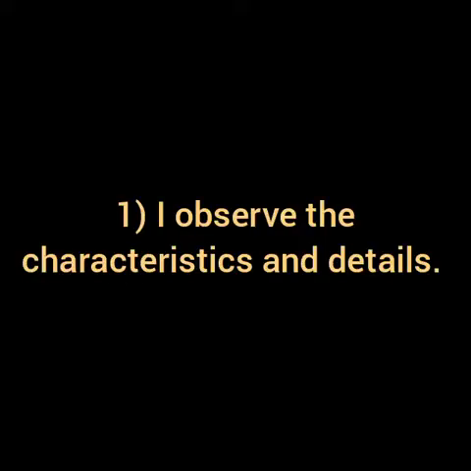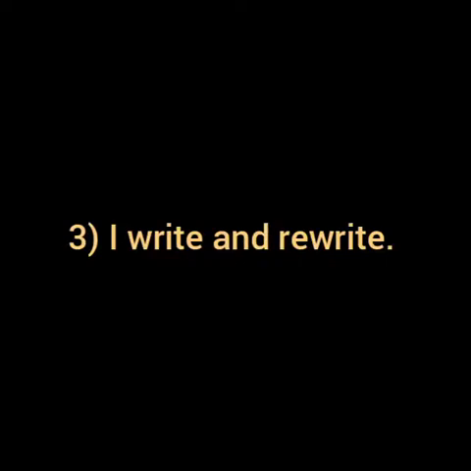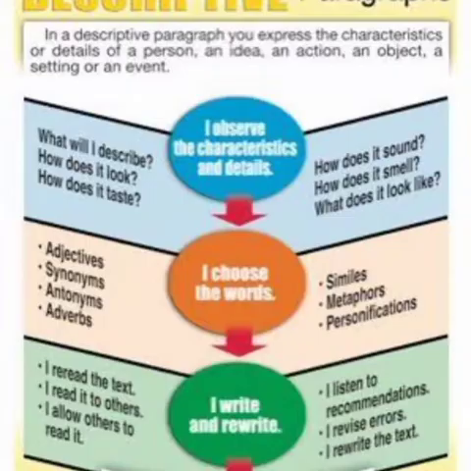So let us check. The first one, I observe the characteristics and details. Number 2, I choose the words. And number 3, I write and rewrite. So these are the 3 points which is very important. In a descriptive paragraph, you express the characteristics or details of a person, an idea, an action, an object, a setting, or an event.